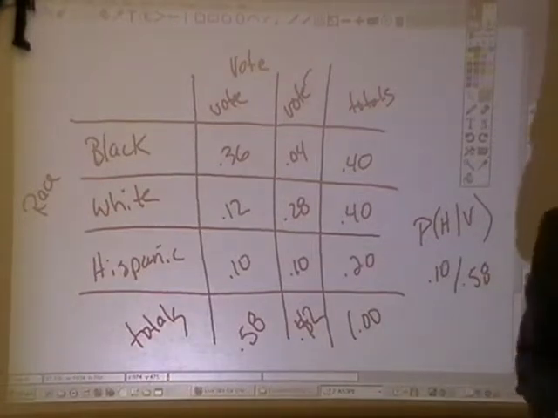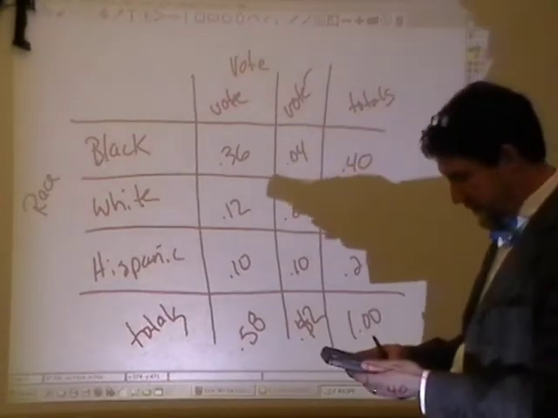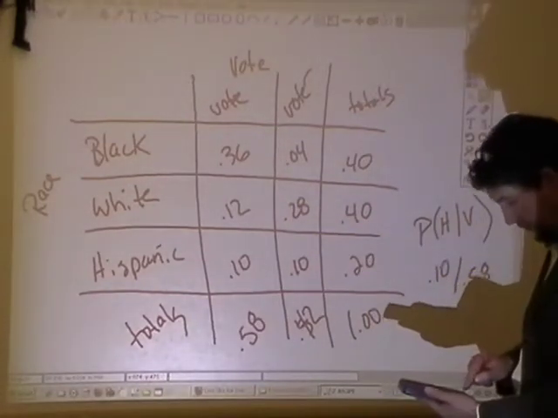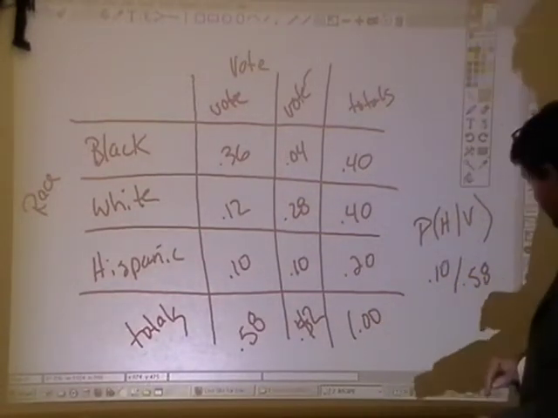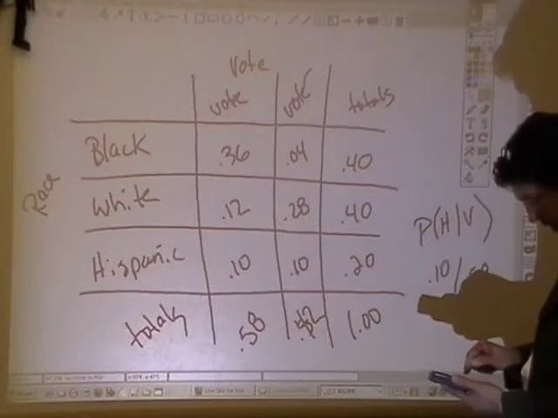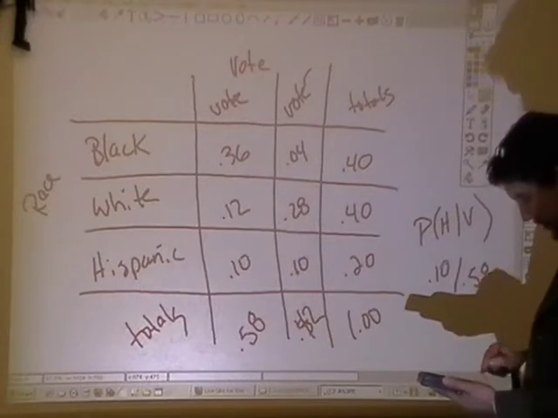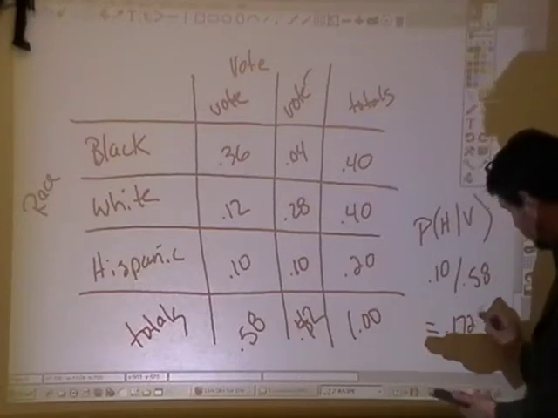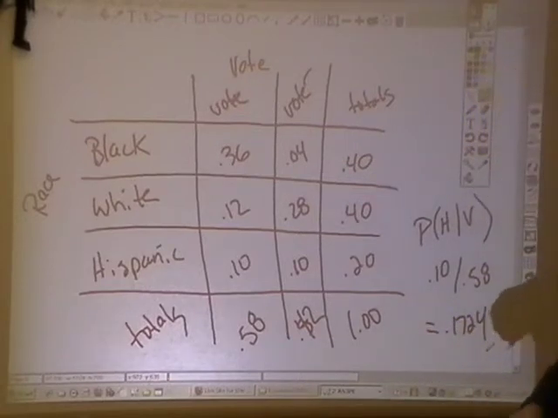I have no idea. I'm going to break out this calculator. It's a really old Casio, but that's all right. I'll say 0.1 divided by 0.58, and I've never done this problem before, is equal to 0.1724. And there it's done.